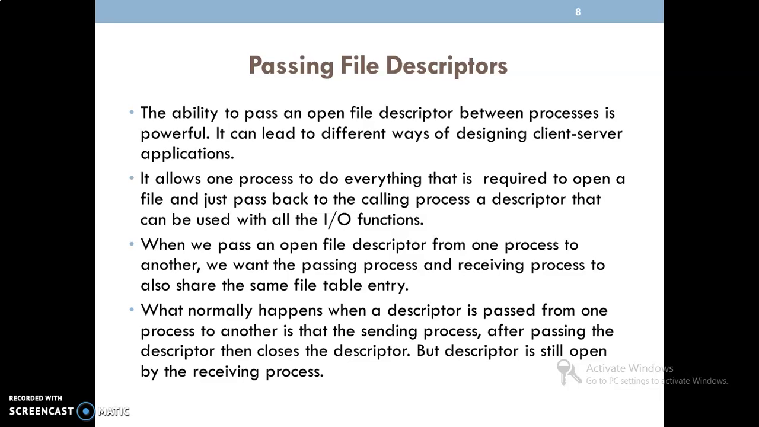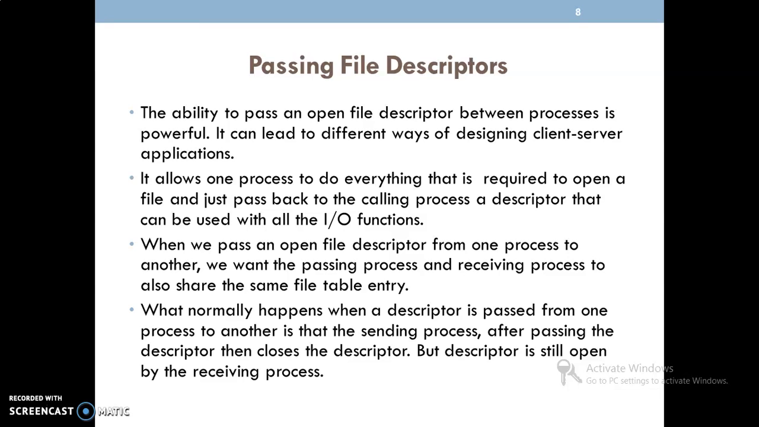The second point: it allows one process to do everything that is required to open a file and just pass back to the calling process a descriptor that can be used with all the IO functions. As I told, assume that you have a client and a server, two processes. Here the server opens a file and passes back a descriptor to the calling process. That is, the server sends the descriptor, and later on the client can perform its input and output functions even though the server has already terminated.